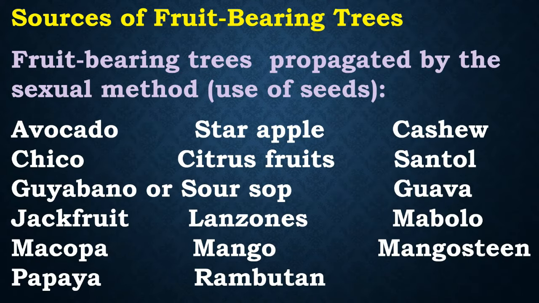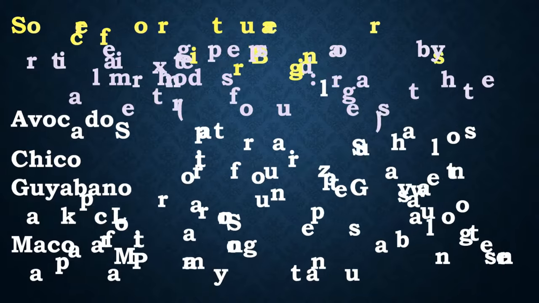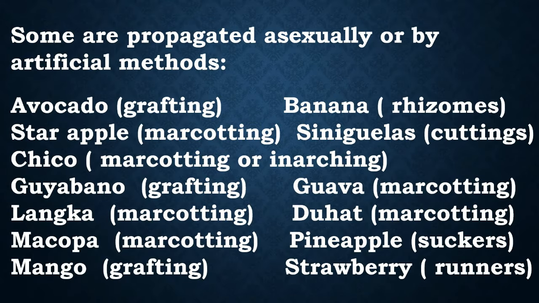Sources of fruit-bearing trees. Fruit-bearing trees propagated by the sexual method, use of seeds. Some are propagated asexually or by artificial methods.